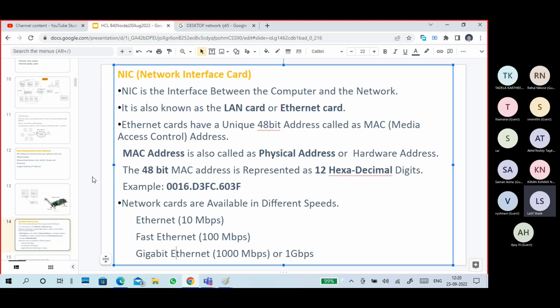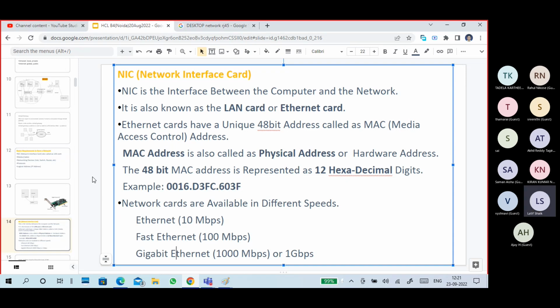Ethernet, Fast Ethernet, Gigabit Ethernet. In olden days, we had only Ethernet. That speed of connectivity is 10 Mbps. Then the next version of Ethernet is Fast Ethernet, so the connectivity speed is 100 Mbps. Gigabit Ethernet is much faster than Fast Ethernet. That is 1000 Mbps or 1 Gbps.